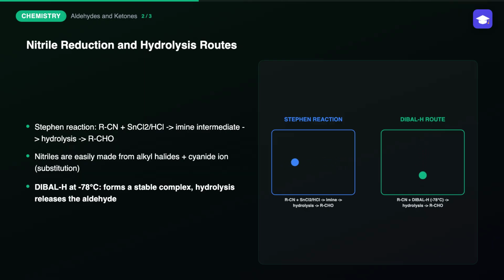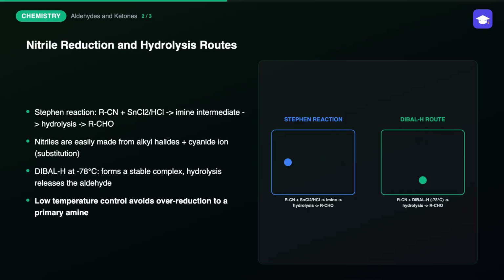cyanide ion. Alternatively, nitriles can genuinely be reduced with diisobutyl aluminum hydride, DIBAL-H, at low temperature, specifically -78 degrees Celsius, which forms a stable imine complex that only releases the aldehyde upon hydrolysis. This controlled, low-temperature method genuinely avoids over-reduction all the way to a primary amine, which would happen with a stronger, less selective reducing agent like lithium aluminum hydride.